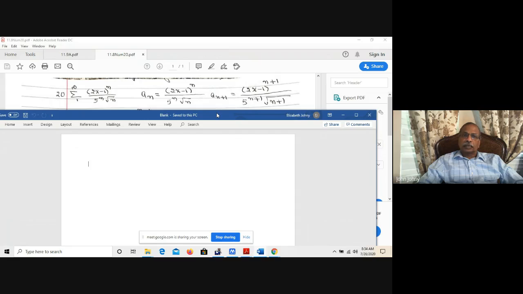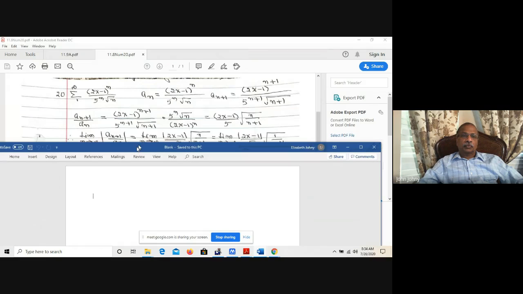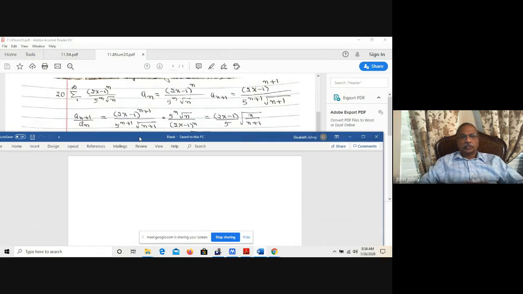For a_(n+1), you replace n by n plus 1. So a_(n+1) is equal to (2x minus 1) to the power of n plus 1 divided by 5 to the power of n plus 1 times square root of n plus 1. Therefore, a_(n+1) over a_n is equal to that times the reciprocal of a_n, because division by a fraction is the same as multiplication by its reciprocal.